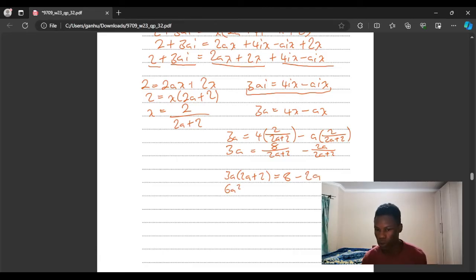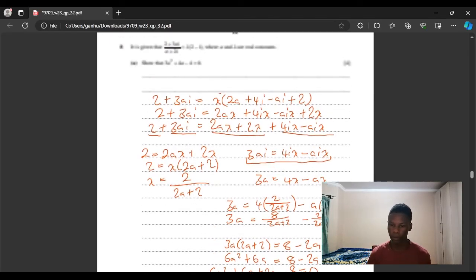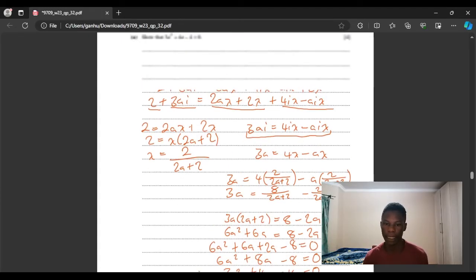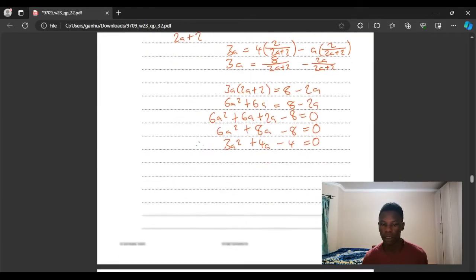3a times 2a is 6a squared. 3a times 2 is 6a, is equal to 8 minus 2a. Let's move all the terms to the left hand side. 6a squared plus 6a plus 2a minus 8 is equal to 0. You get 6a squared plus 8a minus 8 equals 0. And remember, let's divide the whole equation by 2. That will give us 3a squared plus 4a minus 4 is equal to 0, which is what they are looking for. And we have proved their requested equation.